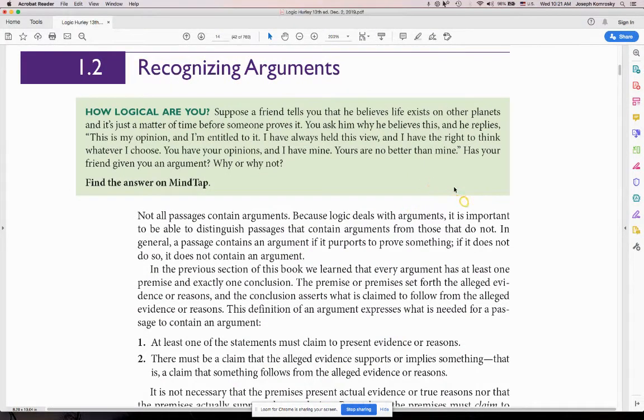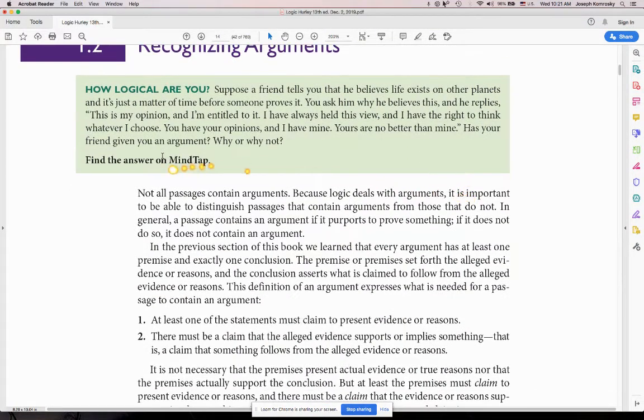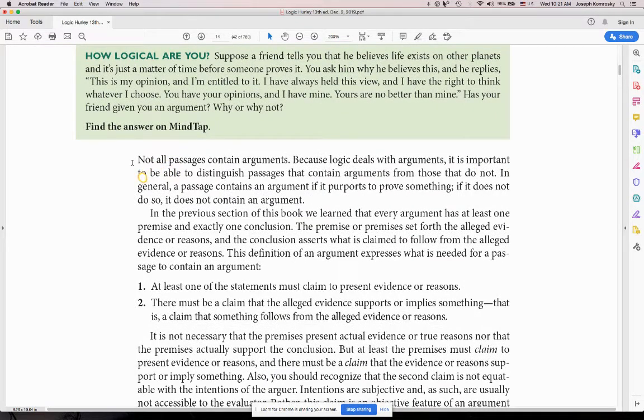Okay, so 1.2, recognize arguments. I'll just read you a little bit. Not all passages contain arguments. Because logic deals with arguments, it is important to be able to distinguish passages that contain arguments from those that do not. In general, a passage contains an argument if it purports to prove something. If it does not do so, then it's not an argument, basically.